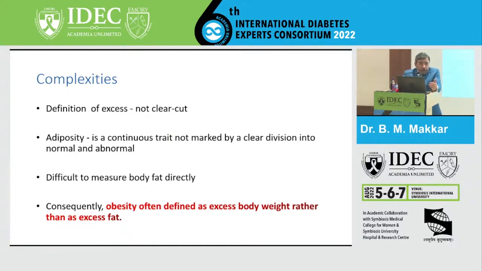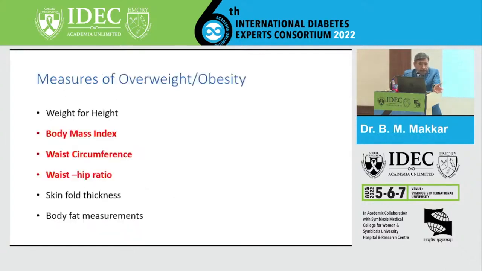It is very difficult to measure body fat unless we are doing an MRI or, say, advanced DEXA in every individual. We can't measure body fat. And because we can't measure body fat, we use surrogate measures to define obesity based on body weight. The commonly used parameters are body mass index, waist circumference, and waist-hip ratio. Waist circumference is one of the defining cutoffs for central obesity, and so is waist-hip ratio.